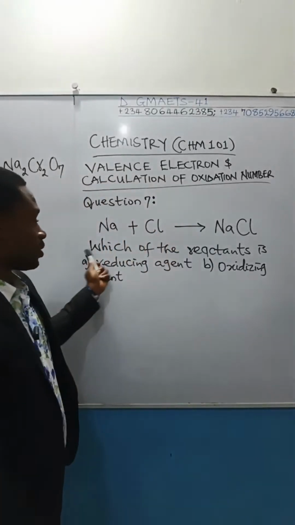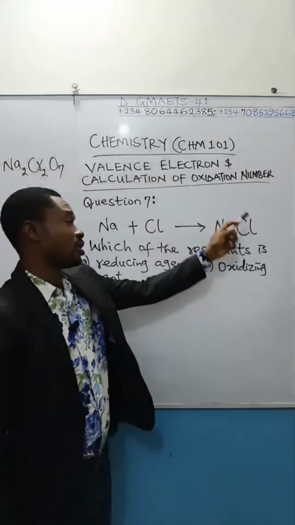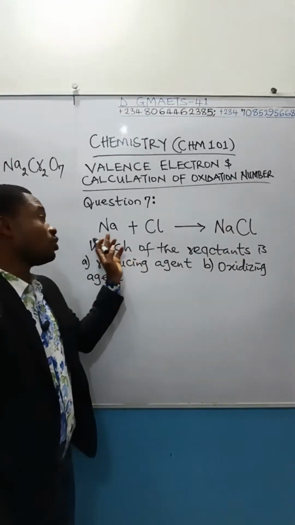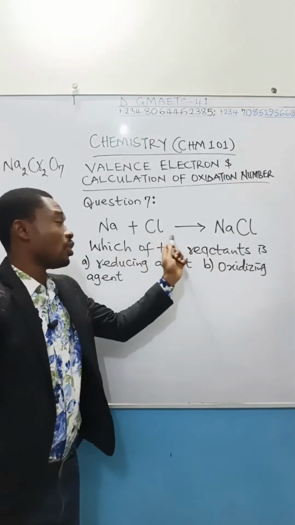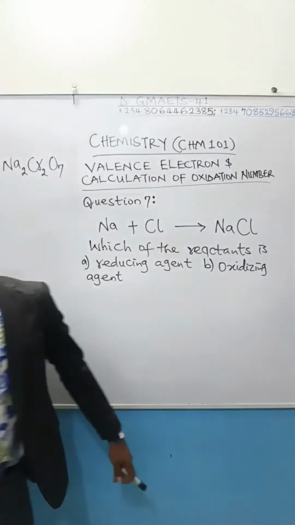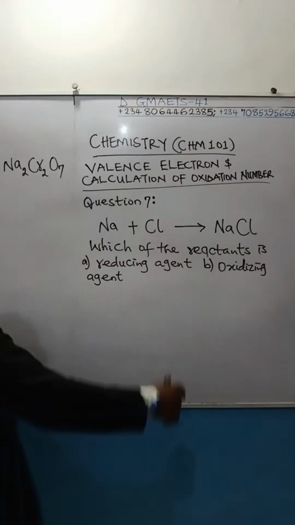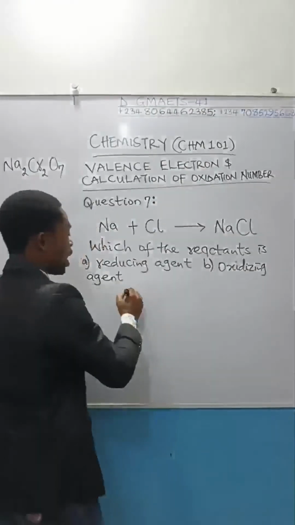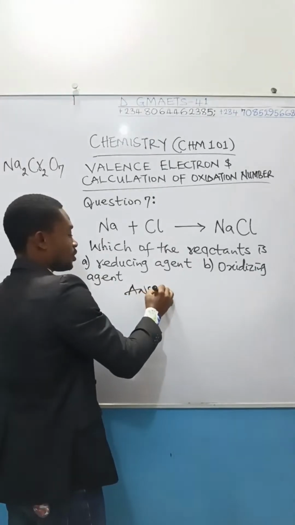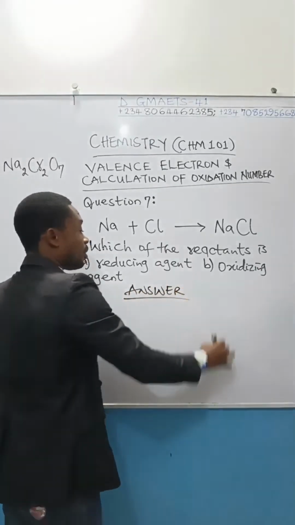Now let us find out how calculation of oxidation number can help us to determine which one is reducing and which one is the oxidizing agent. Before solving it finally, let me check the network situation, because this is likely our last question. The network is still on. Answer. There's a solution. This time around, answer.